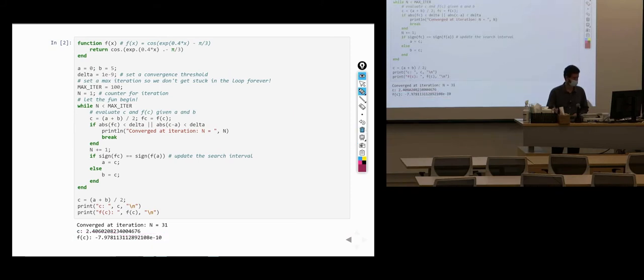Does that answer your question, Emerald? Great. So if there's no question, we can move on to Newton's algorithm.